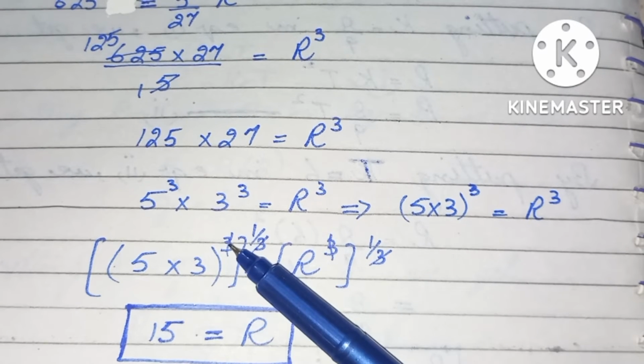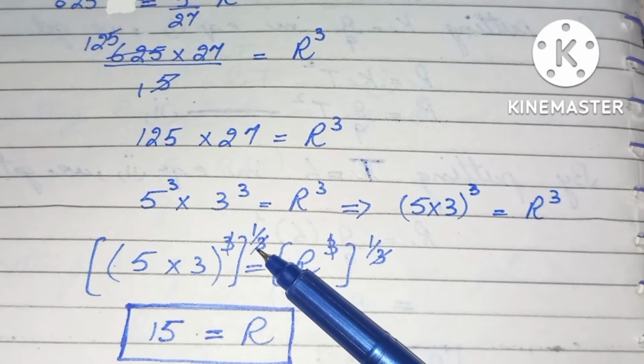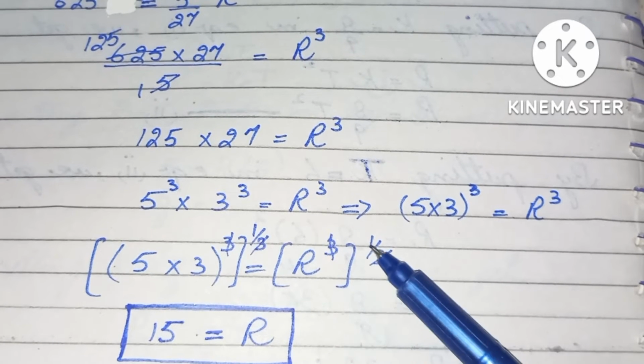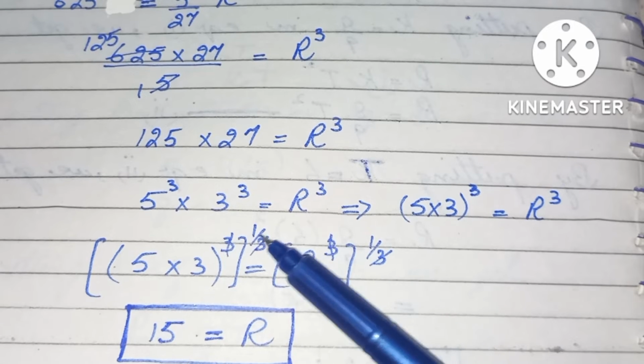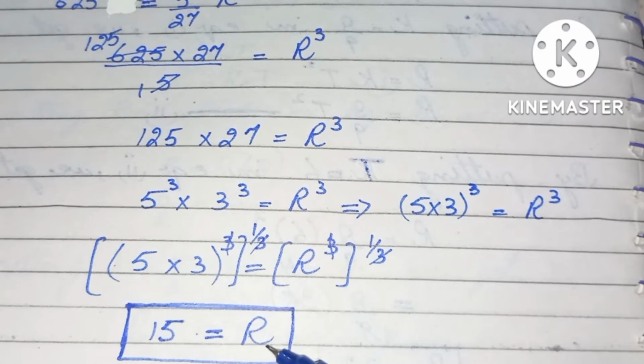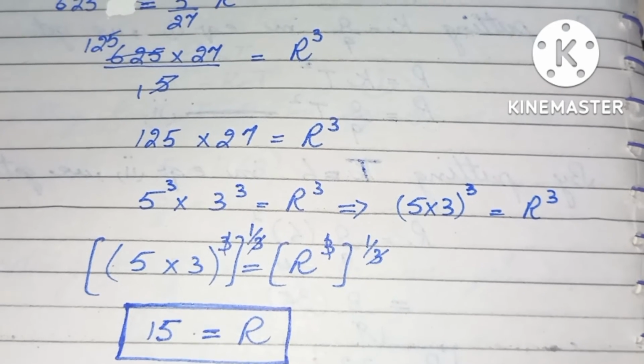5 multiply 3 whole power 3 1/3 यानी cube root. R power 3 whole 1/3. 3 3 से cancel हो गया. 5 3s are 15 equals to R. Value of R is 15.